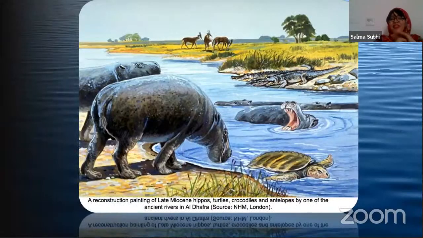And this is the view of that time. It's a reconstruction painting of the late Miocene: hippos, turtles, crocodiles by one of the ancient rivers in Al Dhafra in Abu Dhabi. So now you can imagine how the river was, how the environment was, how the creatures were before in Al Dhafra, Abu Dhabi.